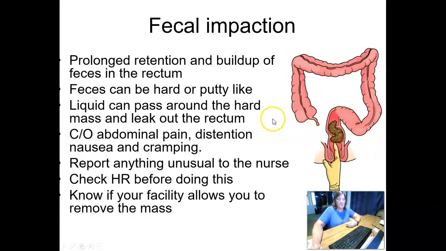So the nurse does this. The RN or the LVN will do this, and they'll put their finger up there. They'll try to pull as much of it out as they can, and then they'll usually give the person a suppository or an enema to try to get the rest of it out.